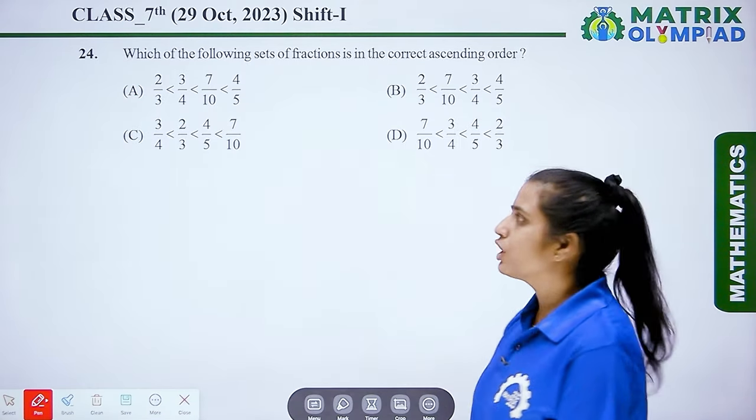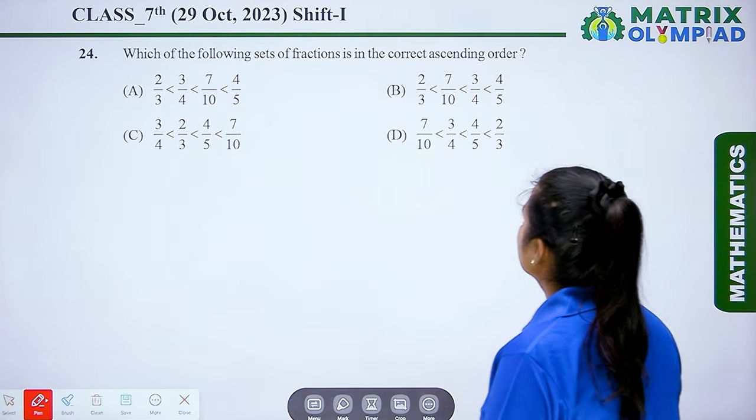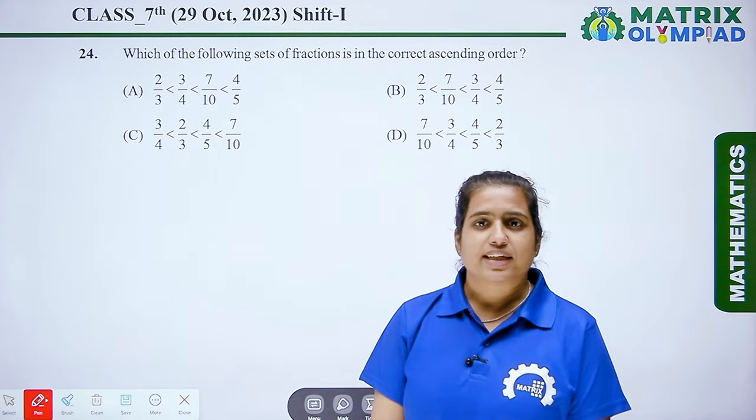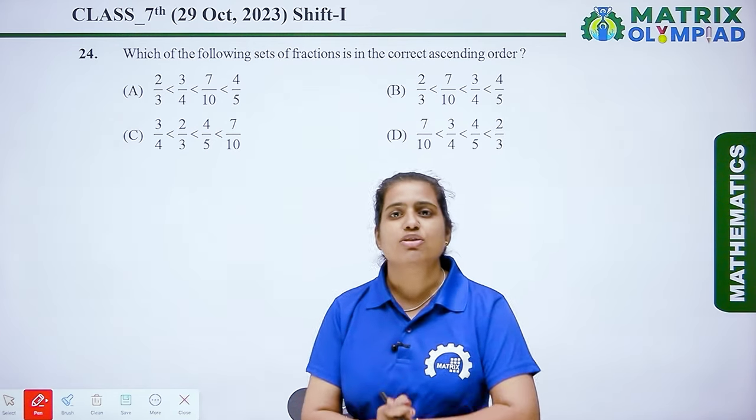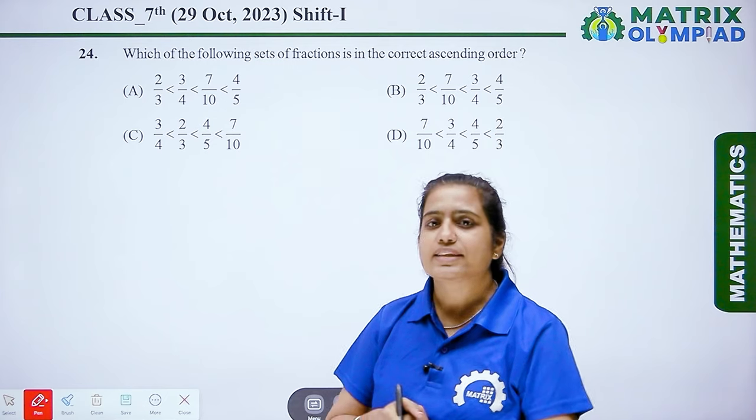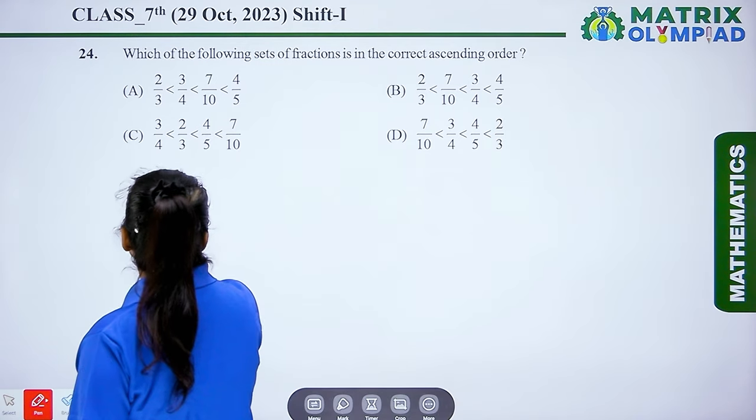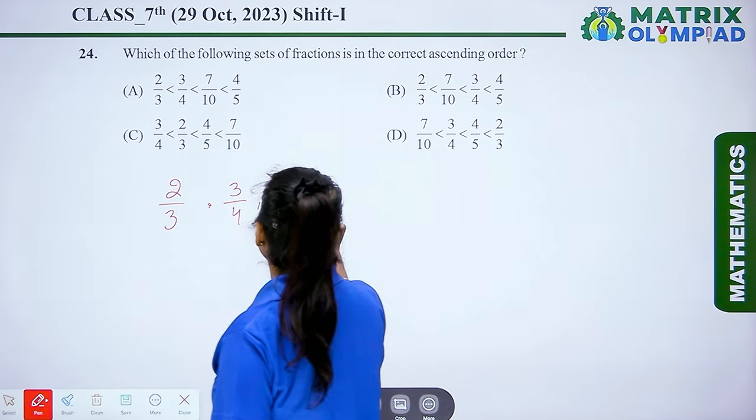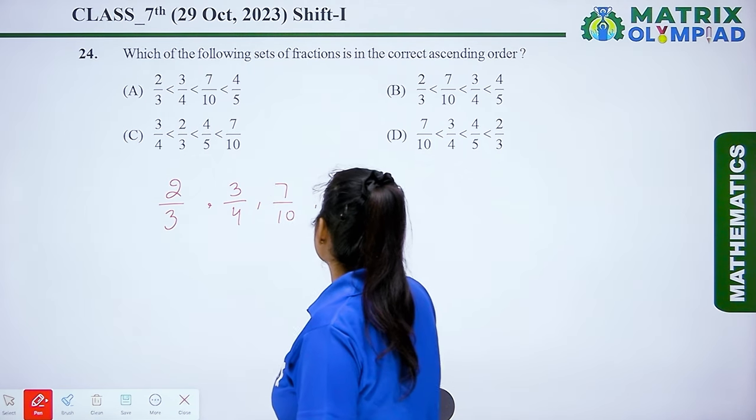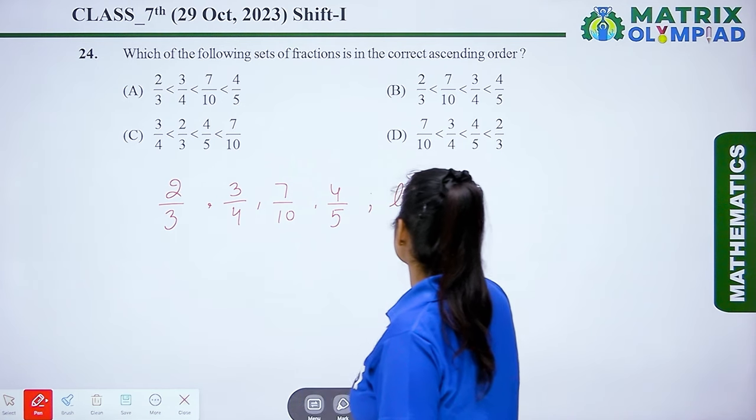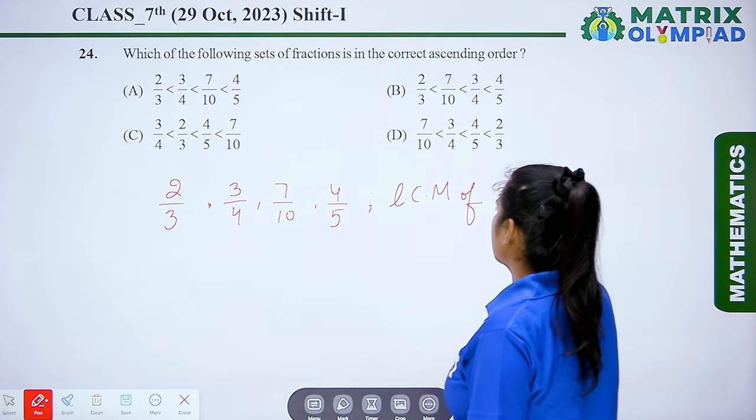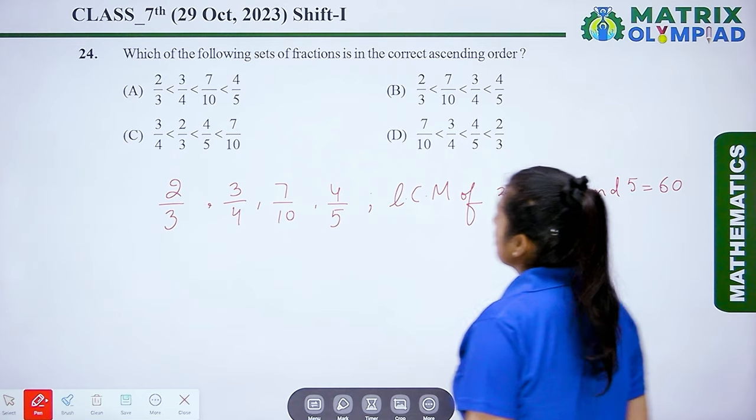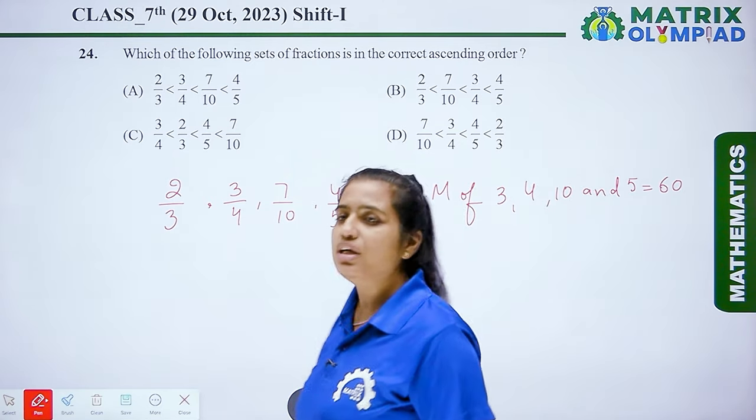Now let's start the next question. Question number 24. Which of the following sets of fractions is in the correct ascending order? Here we have to arrange the set of fractions in ascending order, and we know that ascending order is the arrangement of numbers from the lowest number to the highest number. So here let's solve. We have the numbers 2 upon 3, 3 upon 4, 7 upon 10 and 4 upon 5. Let's take the LCM first. The LCM of 3, 4, 10 and 5 is 60. Now let's convert these unlike fractions into like fractions.